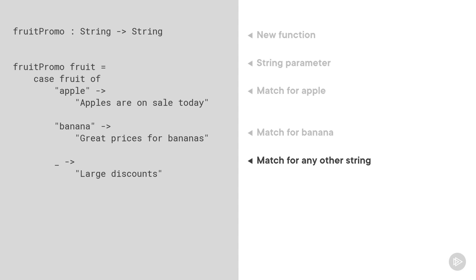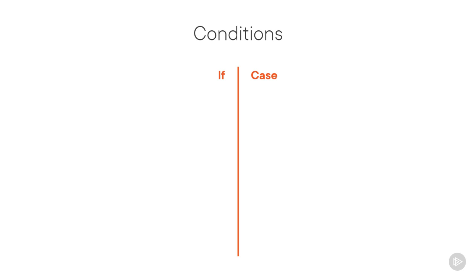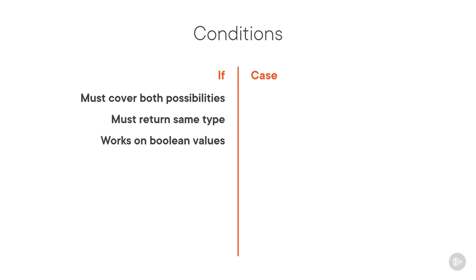Let's summarize the main points about conditions with if and case expressions. An if expression must cover both possibilities for the Boolean condition, which means that the else statement is compulsory. Furthermore, the same type must be returned. It's not allowed to return an integer if the condition is true and a string if it's false. If expressions expect only Boolean values as conditions. In contrast, JavaScript is more lenient about this.